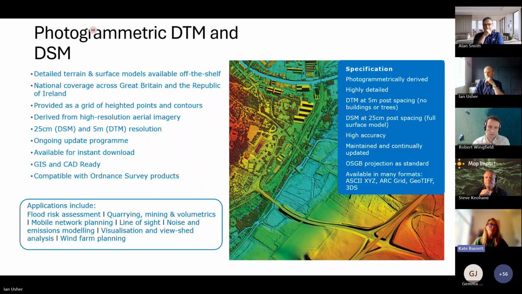And then if you were to remove those features, what remains is the digital terrain model. That's the Earth surface, which shows the true ground level, free from buildings, trees, and any other obstructions. Both of these data sets are created using our high-resolution aerial photography, which means you get highly accurate, detailed information on buildings and the land that they sit on.